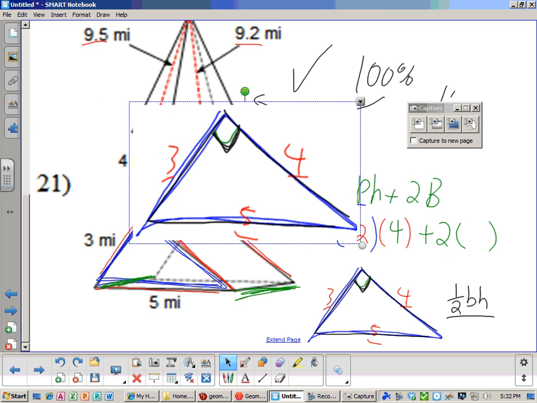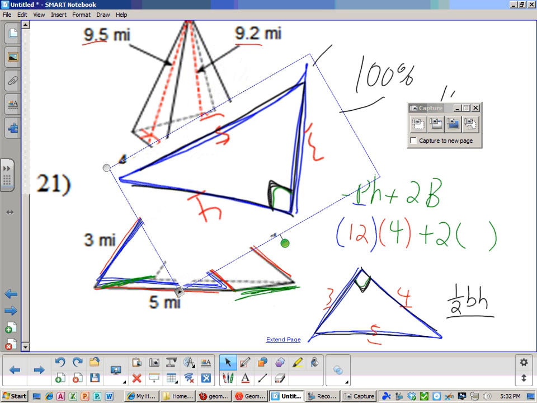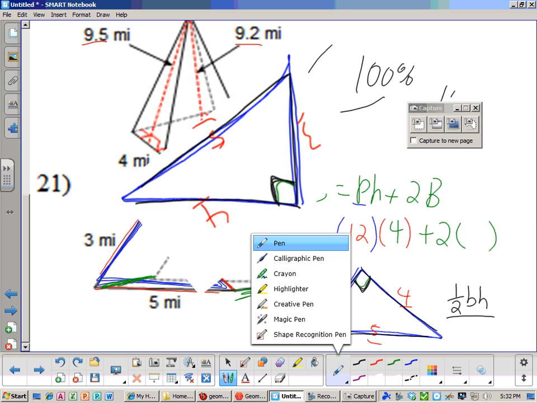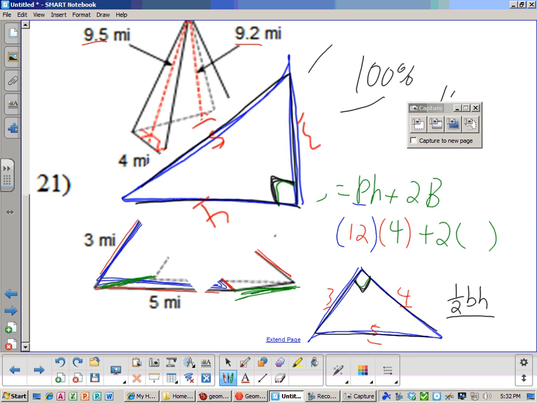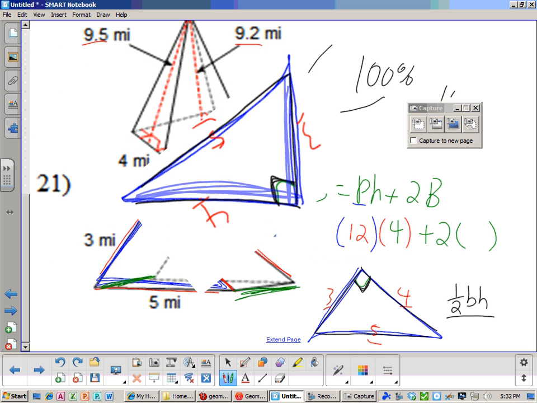Actually, let me just do this. Okay, so here's my base. If that's my base, let me try this again. Let me grab another one. Magic pen. Okay, so if this is my base right here, then this is my height. Pretty simple, right? If this is my base, then this is my height. That's exactly the way it should be. Wow, I don't know why I did that. That's crazy.